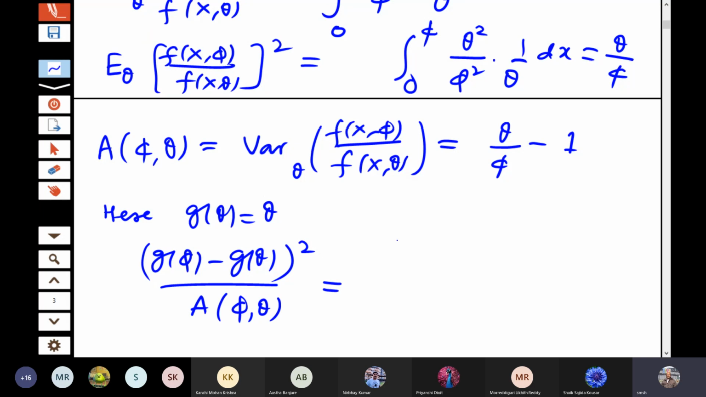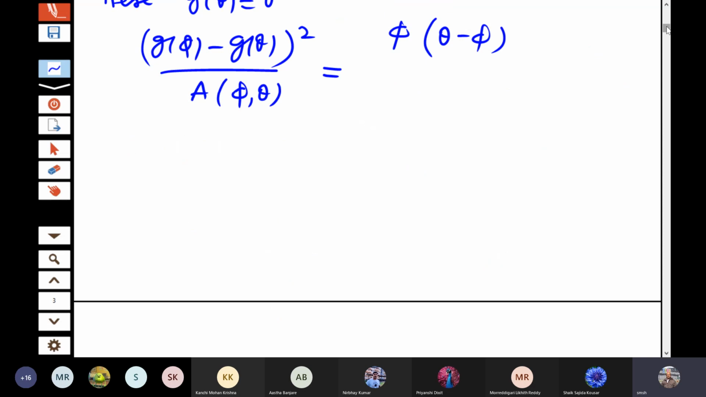So this becomes simply phi into phi minus theta, or you can say theta minus phi, because this is theta minus phi. So if you cancel, I will write it with a minus sign. So I can write it as theta minus phi, that is better. And we need to take the maximum of this, the supremum of phi into theta minus phi.